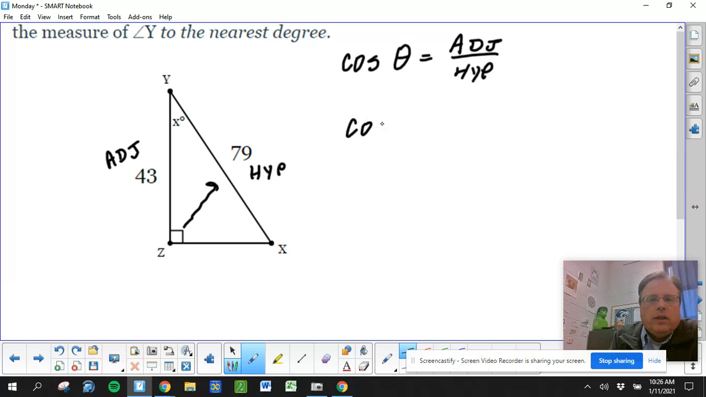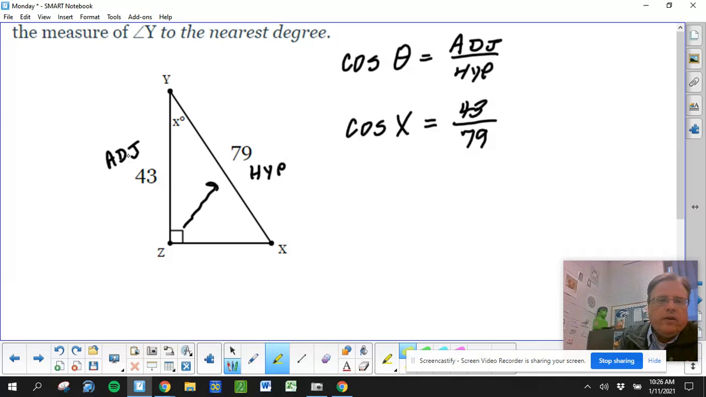What we do is we fill in what we know. We know that x is our angle. That's what we're trying to figure out, but we do know these two sides. Adjacent, 43, goes on top. Hypotenuse, 79, goes on bottom. Let's use a little color there. Here's my adjacent, 43. Okay, so now what do we do? Oh no, x is trapped.